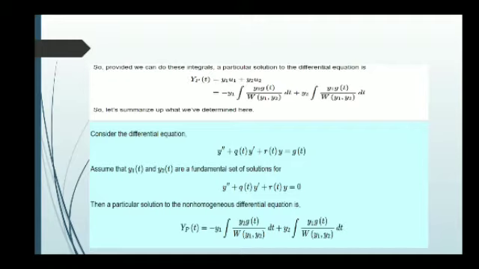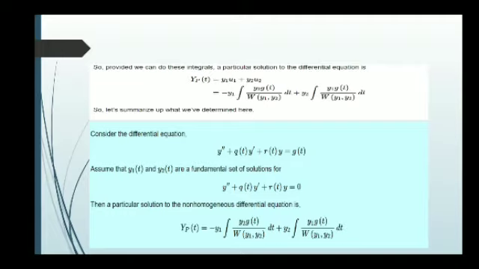So let's summarize what we've determined here. Consider the differential equation y double prime plus q of t times y prime plus r of t times y equals g of t. Assume that y sub 1 of t and y sub 2 of t are a fundamental set of solutions for y double prime plus q of t times y prime plus r of t times y equals 0.